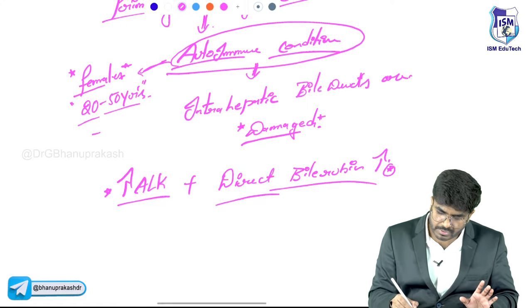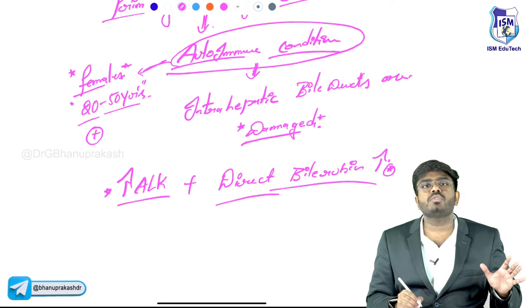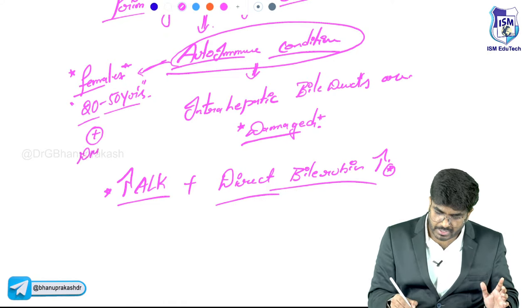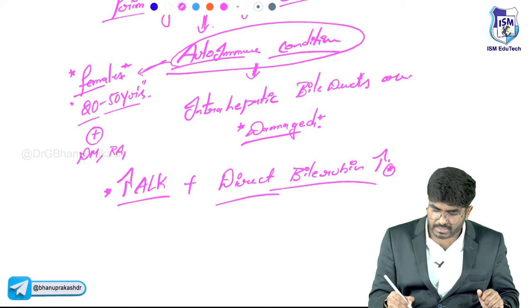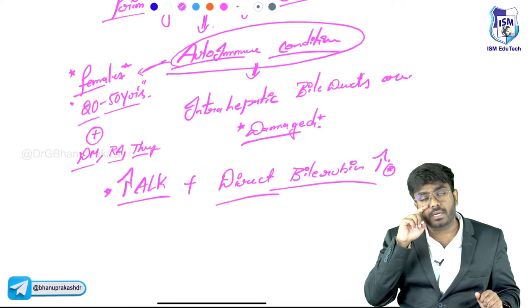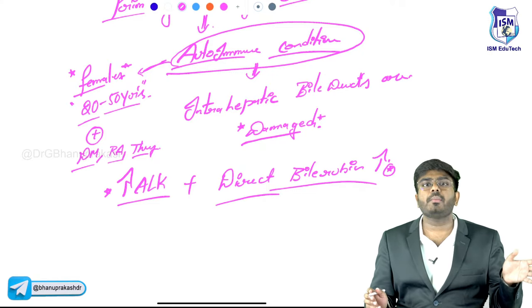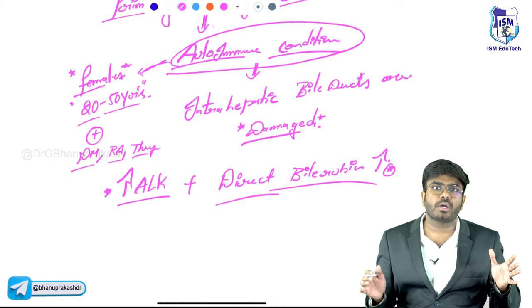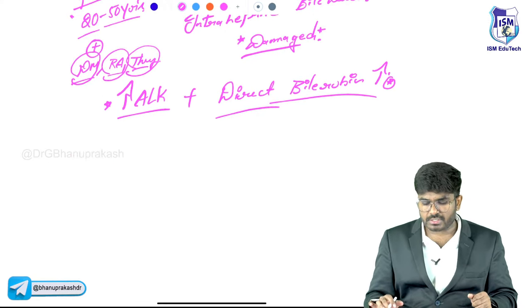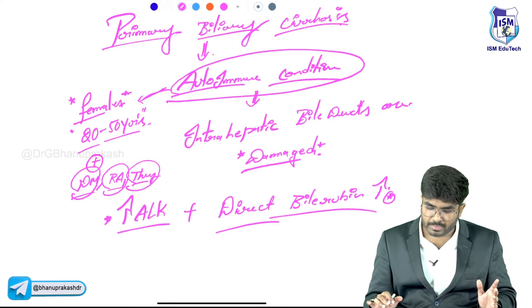And most of the time in the question they will mention that they usually have some other autoimmune disease association like diabetes mellitus or rheumatoid arthritis, or thyroiditis. They usually mention some other autoimmune association because most of the time autoimmune diseases come together. So other autoimmune associations will be seen.